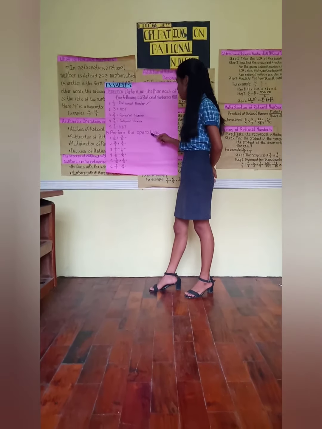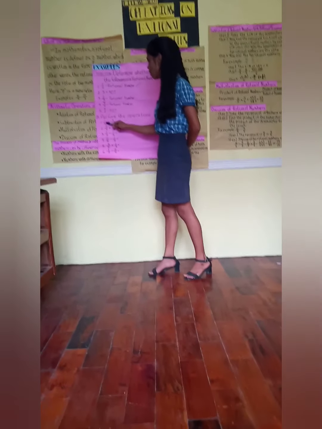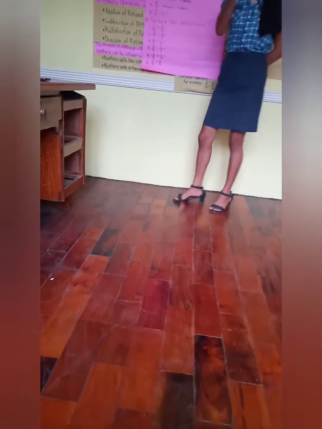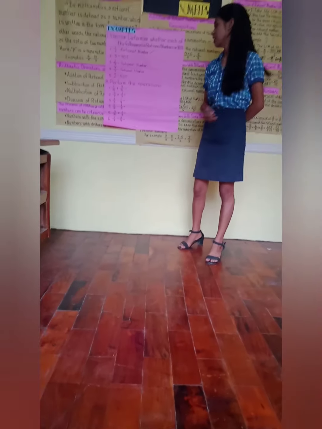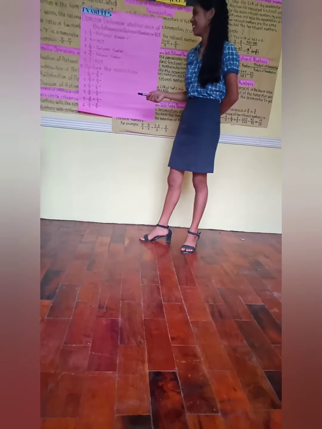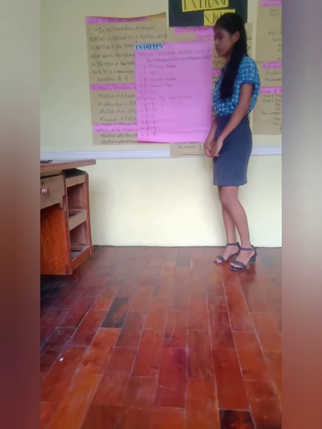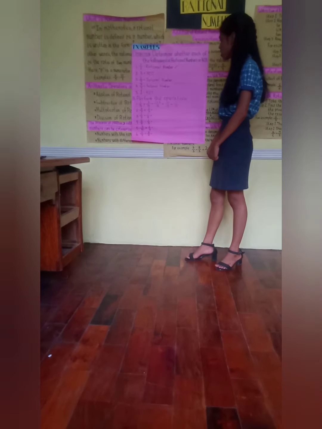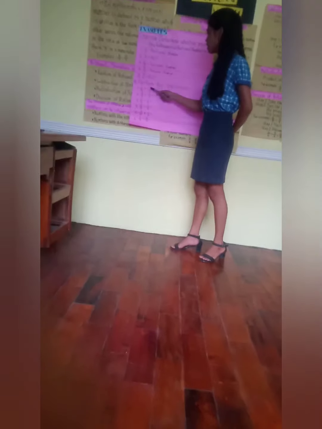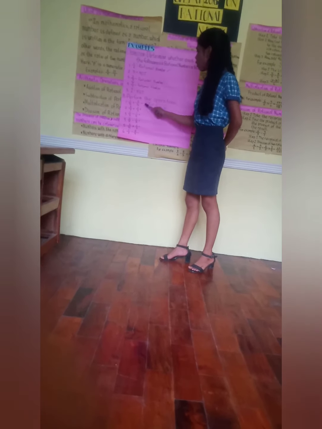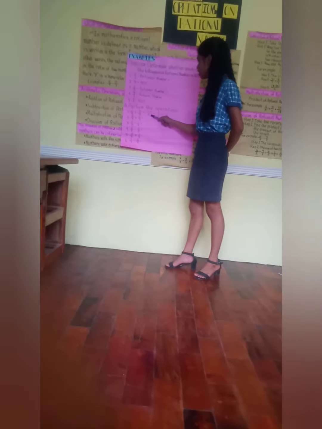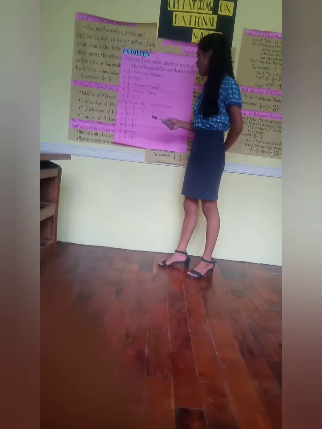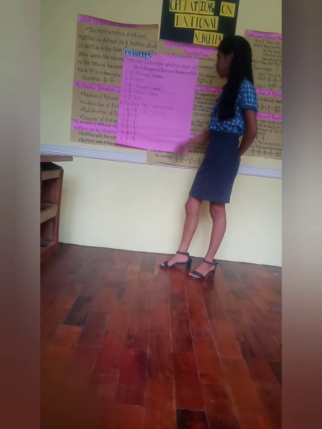Letter B. Perform the following operations. Number 1. 1/16 plus 3/16 is equal to. Who wants to solve? Mr. Christian. So very good, Mr. Christian. Your answer is correct. So 1/16 plus 3/16 is equal to 1 plus 3 all over 16, which is equal to 4/16. Then simplify, we have 1/4.